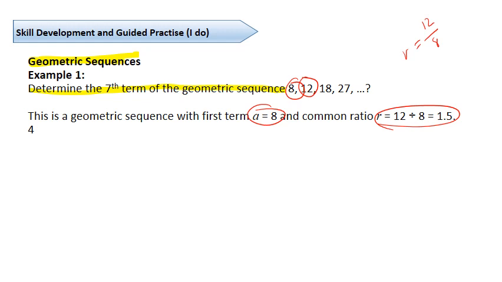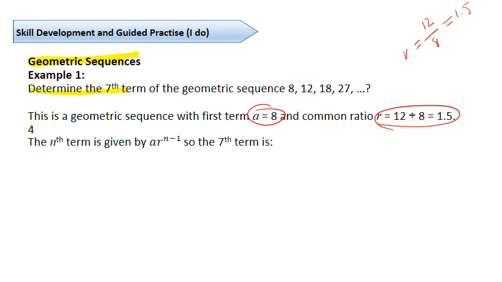And what you should notice is that the common ratio between any consecutive terms, it doesn't matter if you took the 18 and the 12, or if you took the 12 and the 8, the ratio of both of those terms will always be 1.5. And that is the definition of a geometric sequence. Have a look at the nth term.